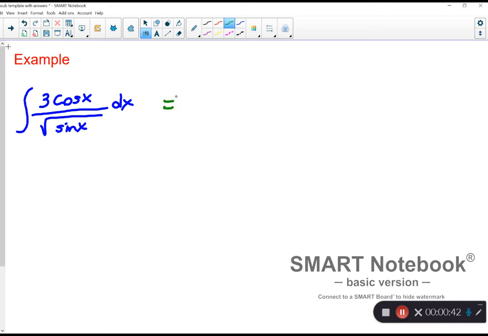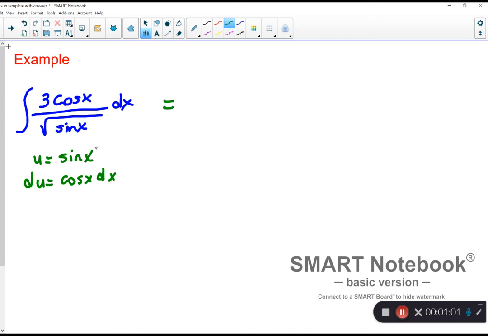There really seems like two choices, right? You could let u be sine x, for example, in which case du would be cosine x dx. And you could look up there, do you see a cosine x dx embedded in the integrand? Indeed we do, right? In that case, we know this is a good choice.